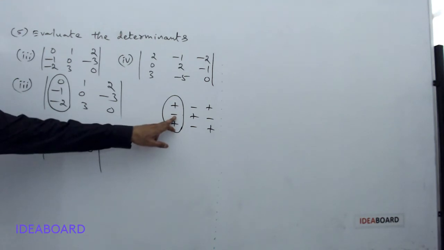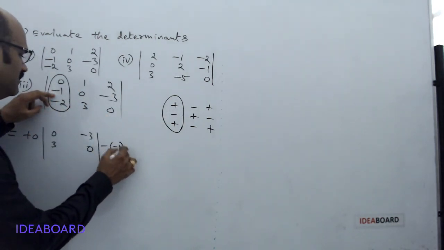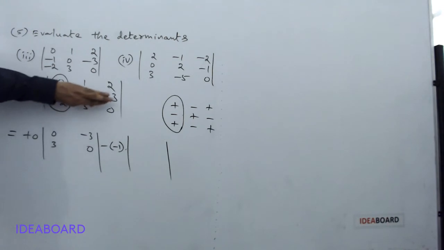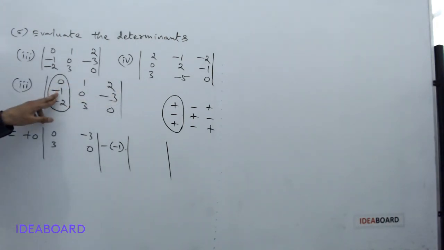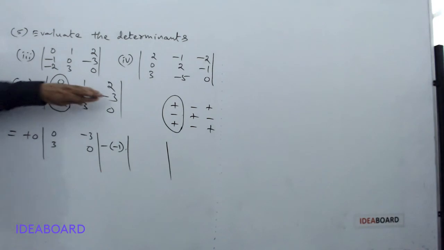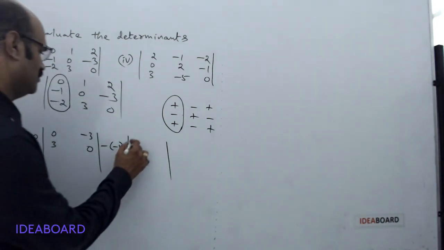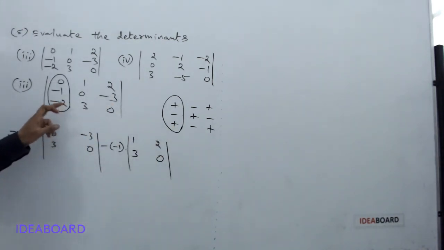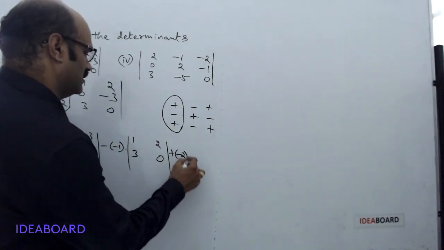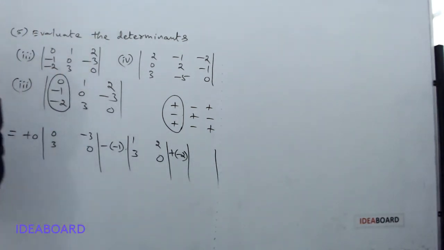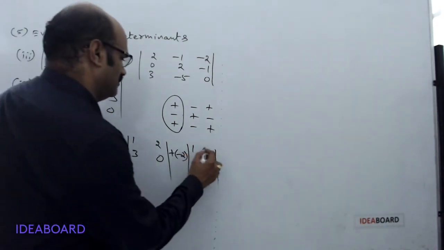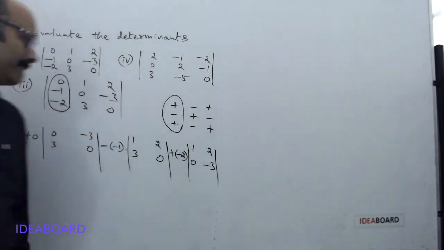Next we are having the sign minus, so minus of minus 1 into the determinant of, since the element minus 1 lies in the second row and first column, we remove this row and column. So we have 1, 2, 3, 0. Next we are having plus of minus 2 into the determinant of 1, 2, 0, minus 3.